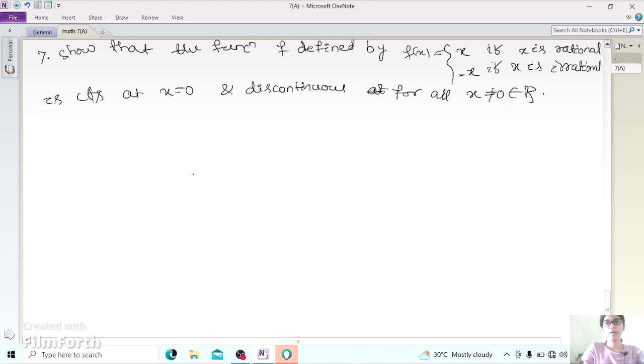So at x equal to 0 the function will be continuous, and at x not equal to 0 the function will be discontinuous. How do we do it? Continuous means limiting value equals functional value, so we find the limit. At x equal to 0, f of 0 is equal to 0, since 0 is a rational number.